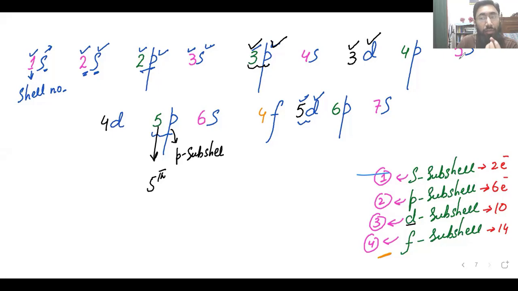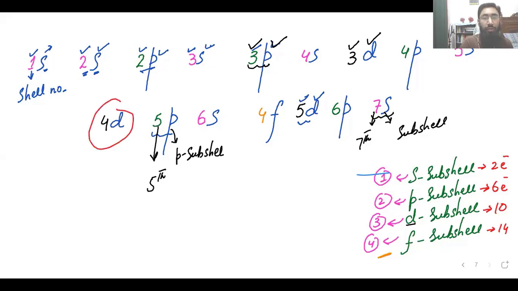These are shell numbers 1, 2, 3, 4, 5, 6, 7. If I say 7S, this 7 means seventh shell, and S means S subshell. 7S means S subshell belongs to seventh shell. Okay, what does 4D mean?